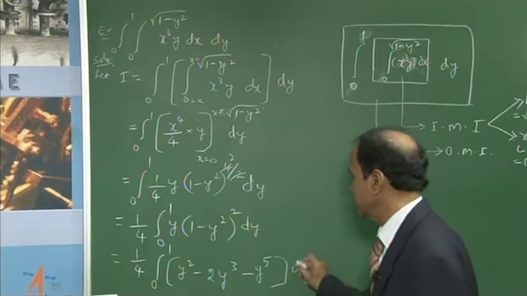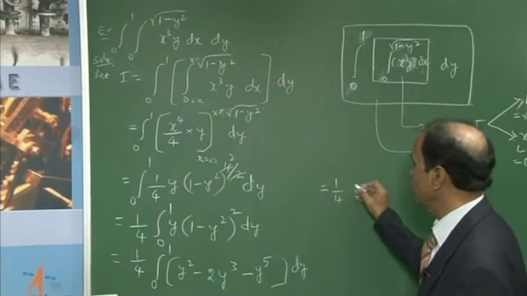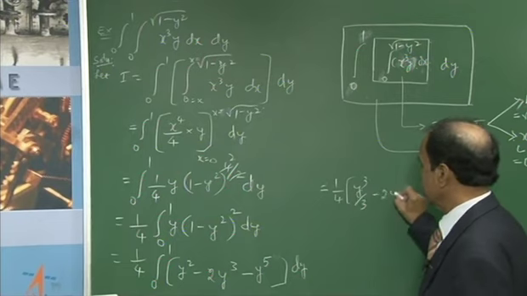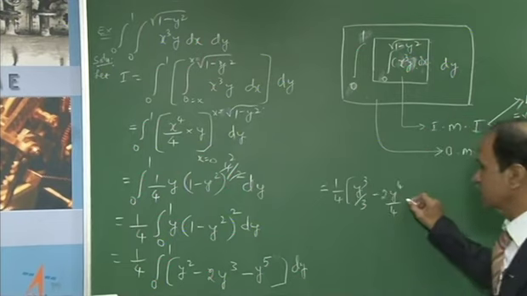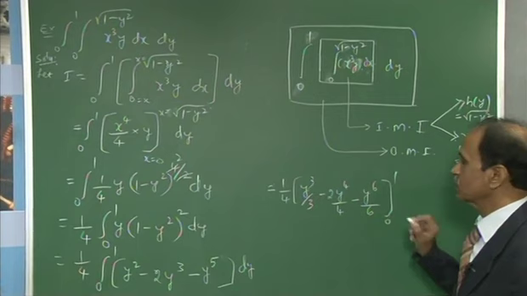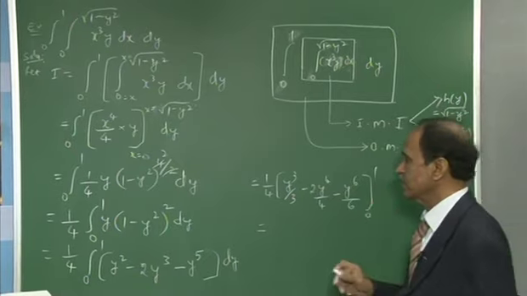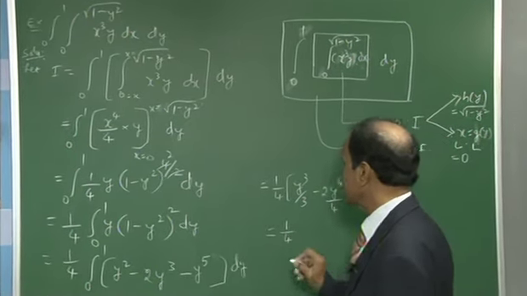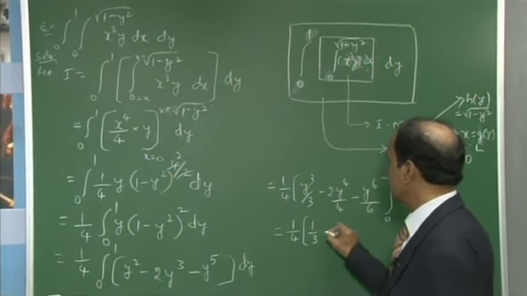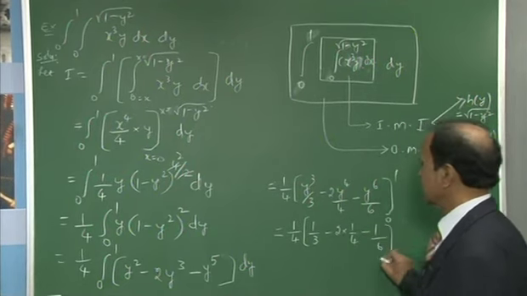Then this has to be integrated with respect to y, that gives 1 by 4 multiplied by y cube by 3 minus 2 times y to the power of 4 by 4 and minus y to the power 6 by 6, and then it is between 0 to 1. Wherever y is there, you replace this y by 1, that is 1 by 4 multiplied by 1 by 3 minus 2 into 1 by 4, 1 by 6, that is the end of it.